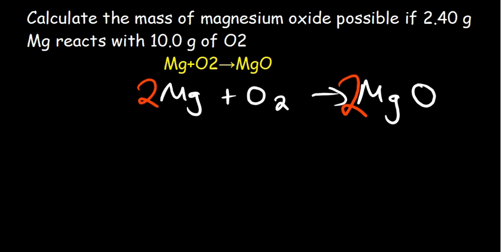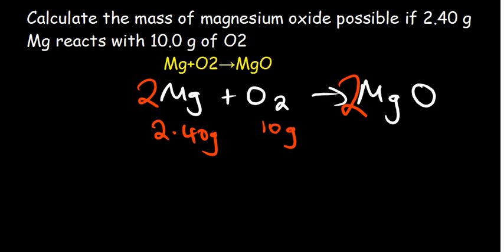Okay, so what do we say? We need to find the mass of magnesium oxide that is going to be produced in this reaction. So we've been given that oxygen is 10 grams, magnesium is 2.40 grams according to the question. So if you've not done so yet, feel free to pause and then try to find the mass.